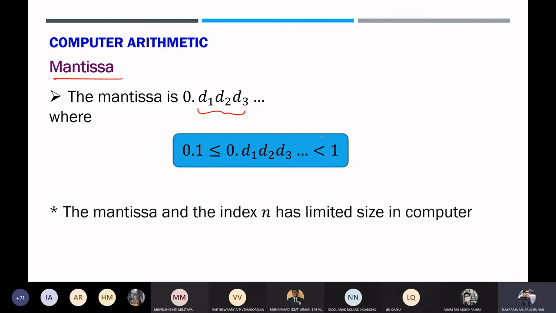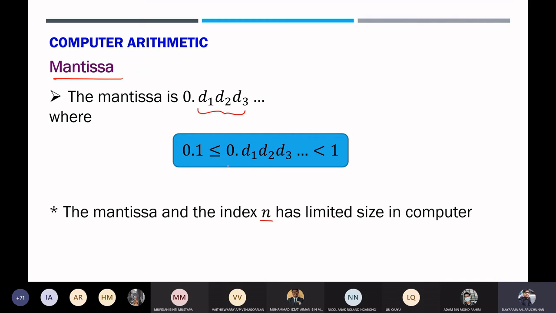So the Mantissa and the index numbers have a limited size in the computer. Based on that, as I said earlier, we determine floating, double floating, or long double and so on, because computer arithmetic requires great memory, and depends on what bit you're using at the moment, and based on that you'll be able to run a programming.